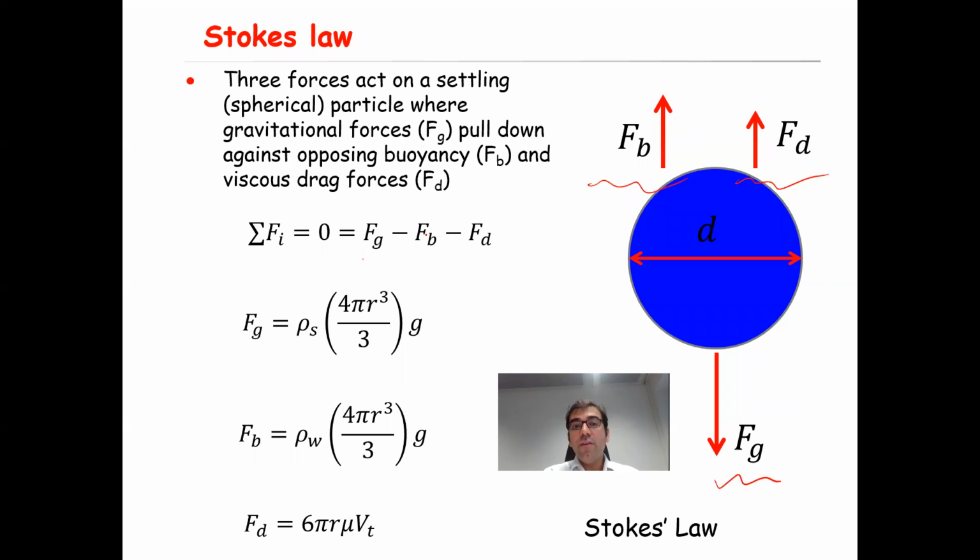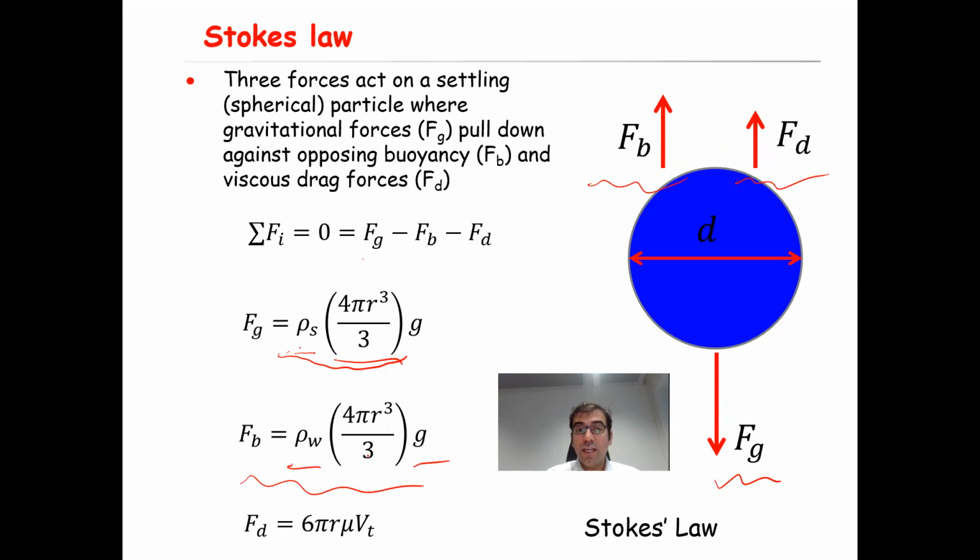For Fg, we know that is equal to mg, the mass of the particle times g, and the mass of the particle from physics is density times volume. So density rho s, the density of the particle, times the volume of the particle, which is 4 pi r to the power of 3 divided by 3, times g, gives Fg. For the buoyancy force, that is equal to the weight of the displaced fluid, which is the mass of the displaced fluid times g. For the mass of the displaced fluid, we write the density of the fluid, rho w, times the volume of the displaced fluid, and the volume of the displaced fluid is equal to the volume of the particle, 4 pi r to the power of 3 divided by 3. So that's the buoyancy force.